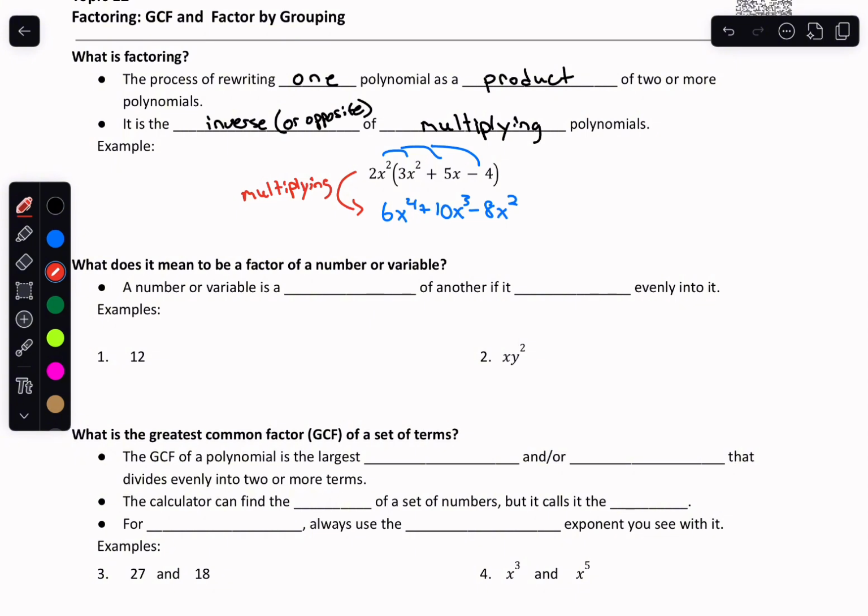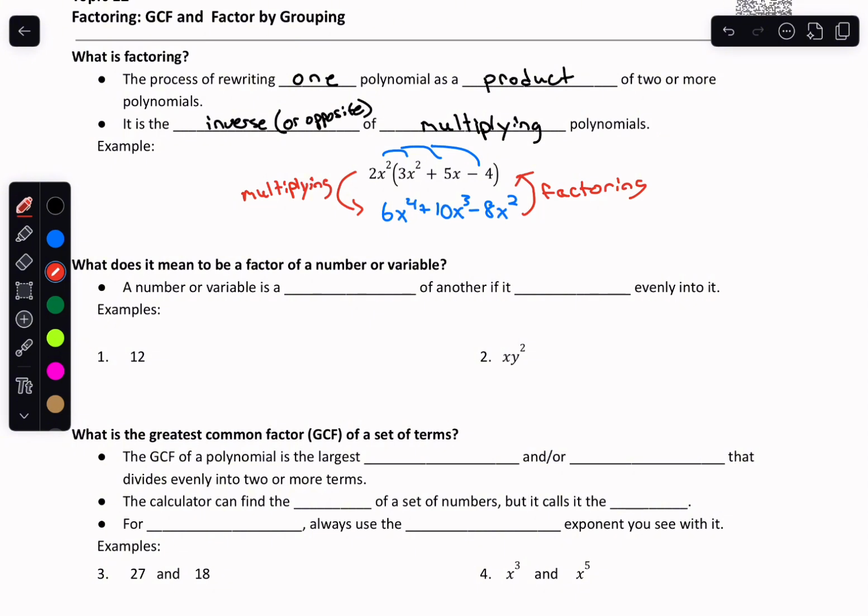Okay, if we wanted to go backwards though, so if we started with the end result and we wanted to go the other direction, so taking the 6x to the fourth plus 10x cubed minus 8x squared and writing it as the product of two factors, then that direction would be called factoring. And so now that we're learning factoring, what's great is that we can check our work for any problem where we were multiplying or factoring. Because once you know how to go both directions, you check your work for one direction by going the other direction. So multiplying is the inverse or the reverse or opposite of factoring.